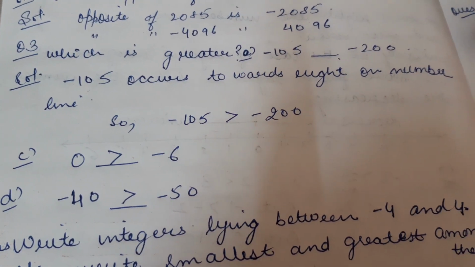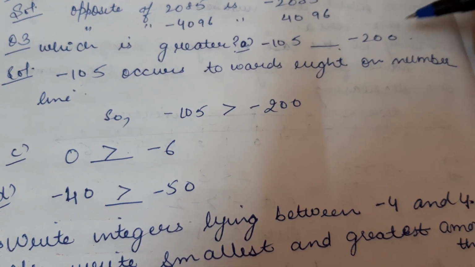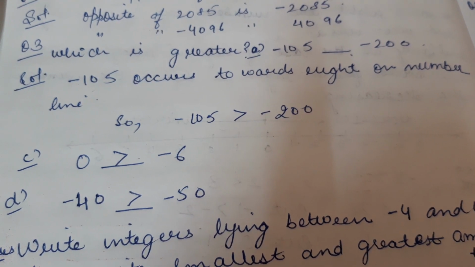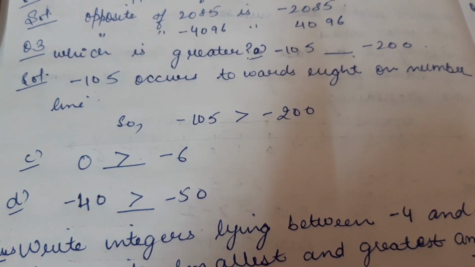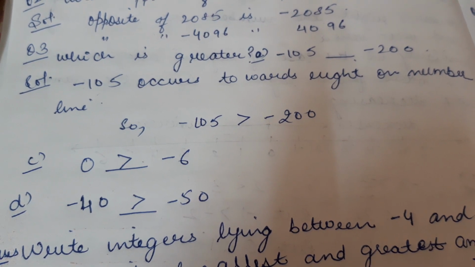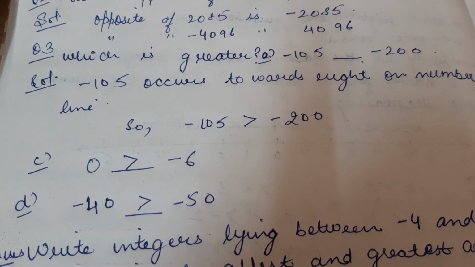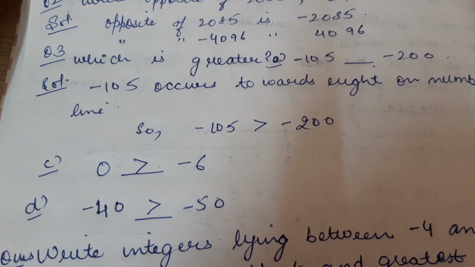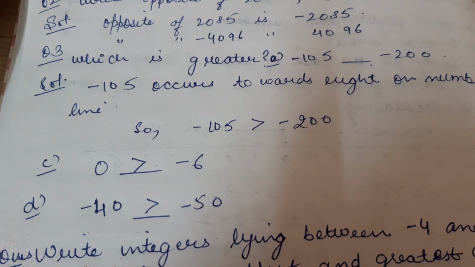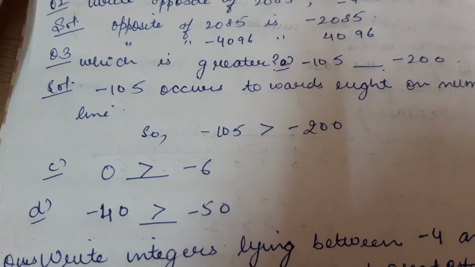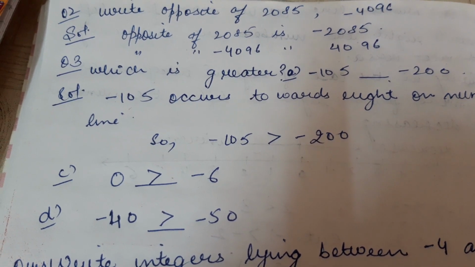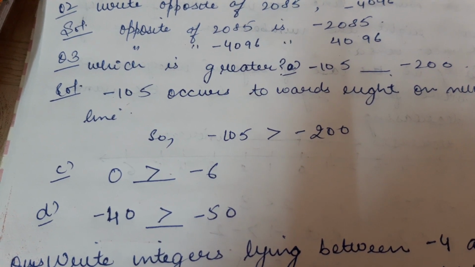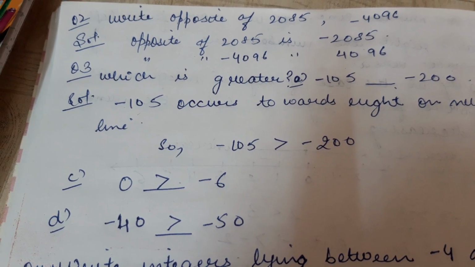Next question is, which of these is greater? Minus 105 or minus 200? Now if I think of the number line, what will come first if I don't take the signs, 105 or 200? Obviously 105 will come first, right? So if 105 is coming first, it means it is towards the right of 200. So minus 105 will be greater than minus 200. Or you can just keep in mind that if I am talking about negative numbers, then irrespective of the sign, if I see the magnitude, the smaller magnitude is greater, the larger magnitude is smaller.